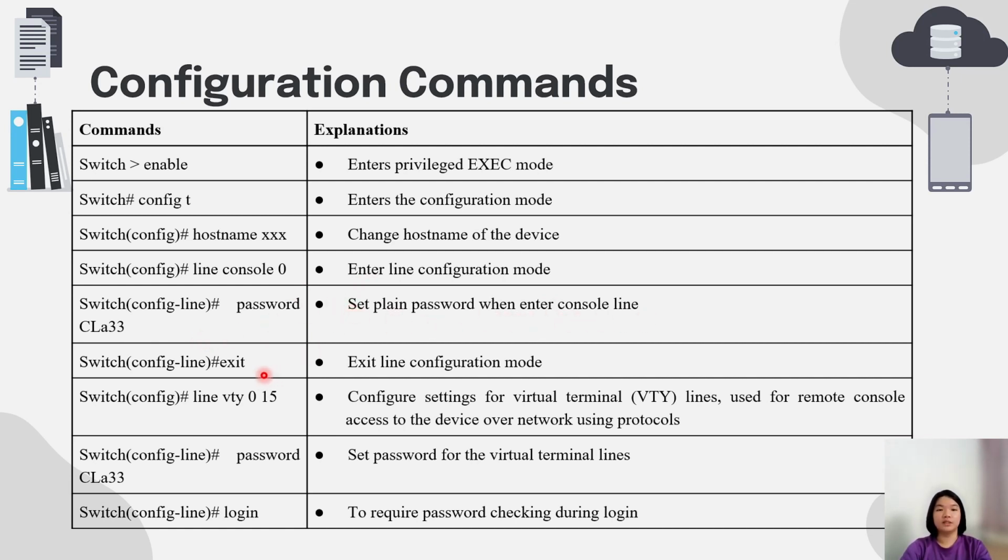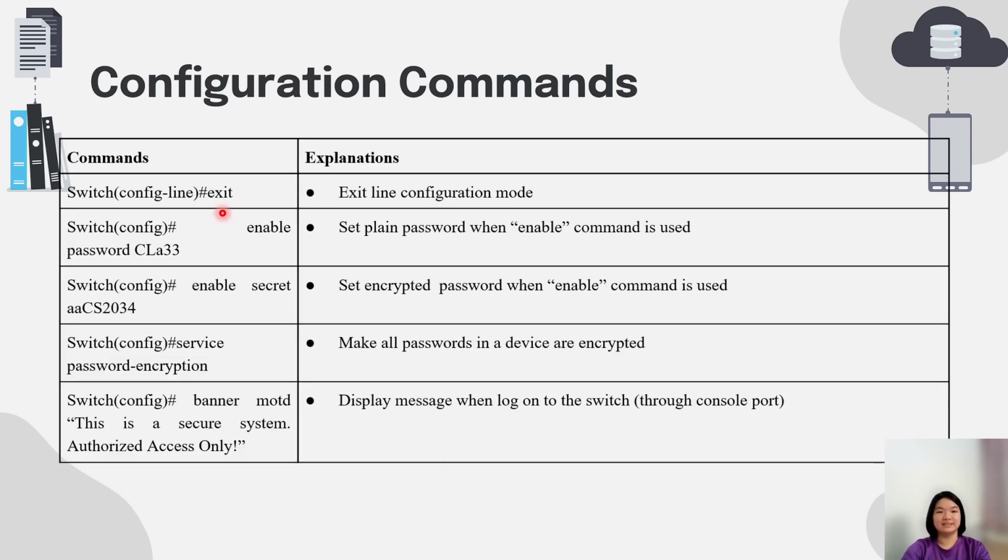Then we exit from the line configuration mode. Continue with line TTY 0 1 5, which is used to configure settings for virtual terminal lines used for remote console access to the device over network using protocols. Password CLA33 is also used to set passwords for the virtual terminal lines. Login is to require password checking during login. Next is exit. Exit the line configuration mode and continue with enable password to set a plain password when the enable command is used. Enable secret AACS2034 is used to set the encrypted password when the enable command is used.